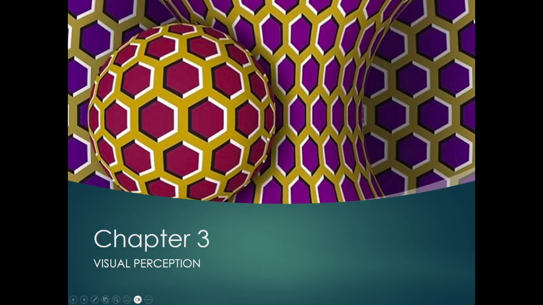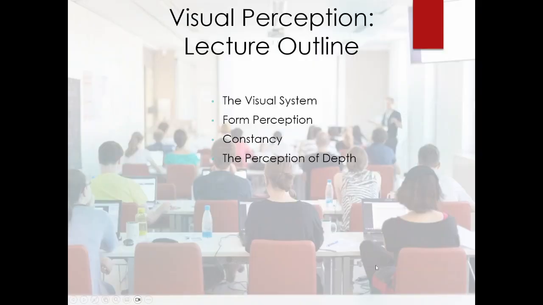All right. So we're going to be talking about visual perception in this chapter, which is going to cause us to go into a little bit of the biology of the visual system. We're going to talk about form perception, how we make sense of the visual field and determine what is the part we should be paying attention to and what part we should be ignoring. We're going to talk a little bit about how our visual system maintains constancy in its perceptions, and then we'll wrap it up with a discussion of how we perceive depth. All right, let's get going.